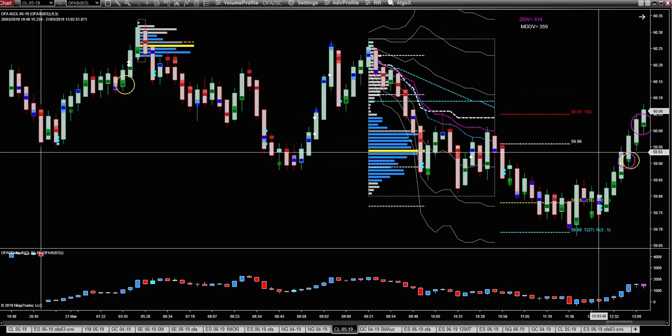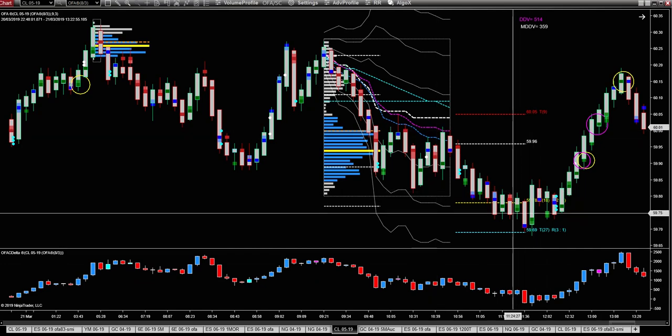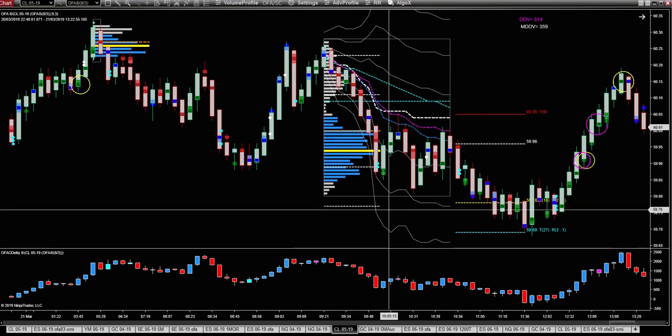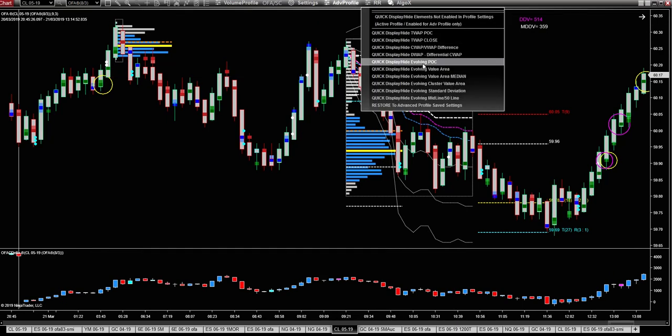Obviously there is a number of options now with the profile and the advanced profile. This profile has actually been enabled for advanced profile. If I added the CWAP VWAP difference, which is the green line, we can see it's also a tighter area, but it is giving you a little more wiggle room and breathing space.